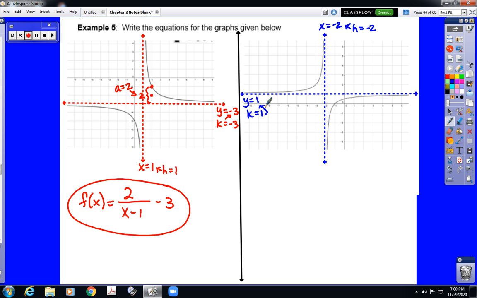Now normally, our parent function would pass through one unit right and up from the intersection of those asymptotes, but it doesn't. It goes negative 1 right there. So that tells us that our a value is negative 1. So this one, we'll call it g of x, would be negative 1 over x minus h, which would be x plus 2, plus k.